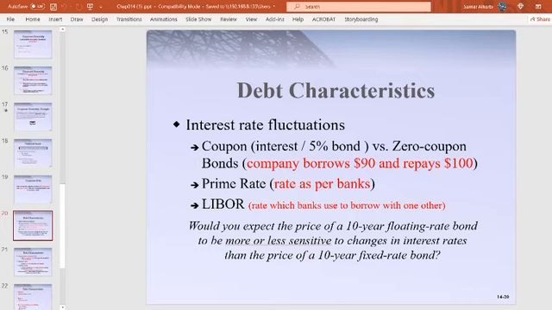It's like interest. There is another rate, which is the prime rate. That means the rate is as charged by the bank. Also LIBOR. In the financial market, LIBOR is a very common term, which stands for London Interbank Offered Rate. So LIBOR is another example of a rate.